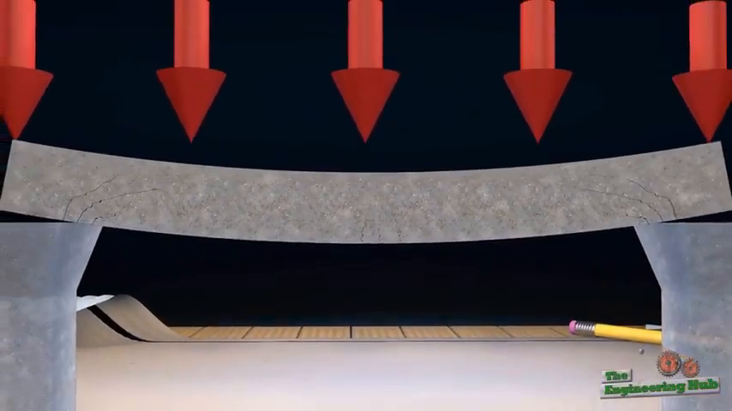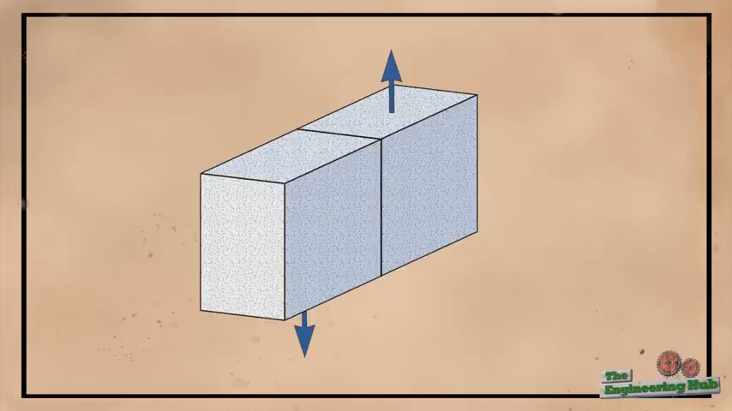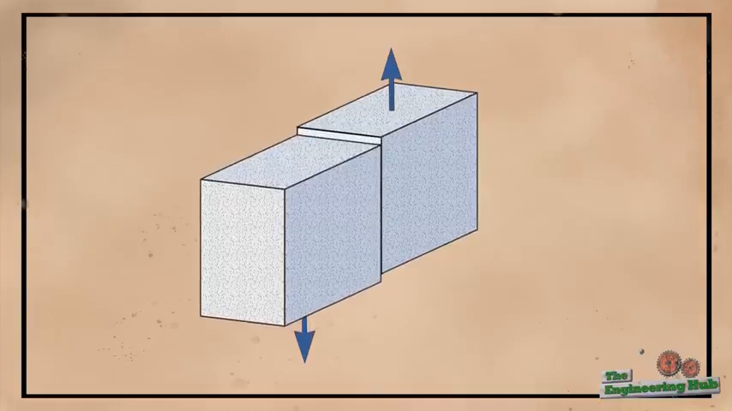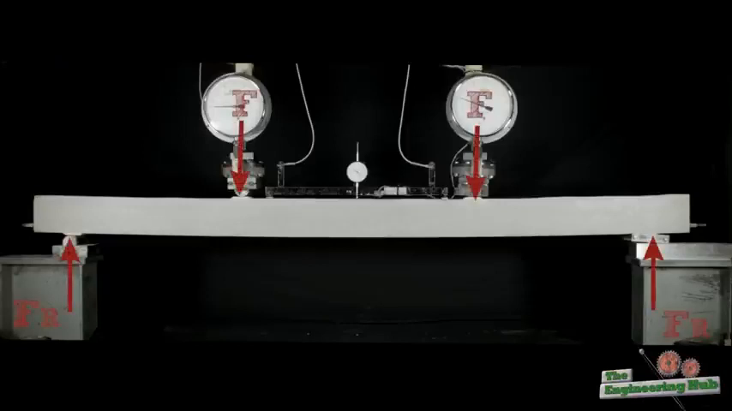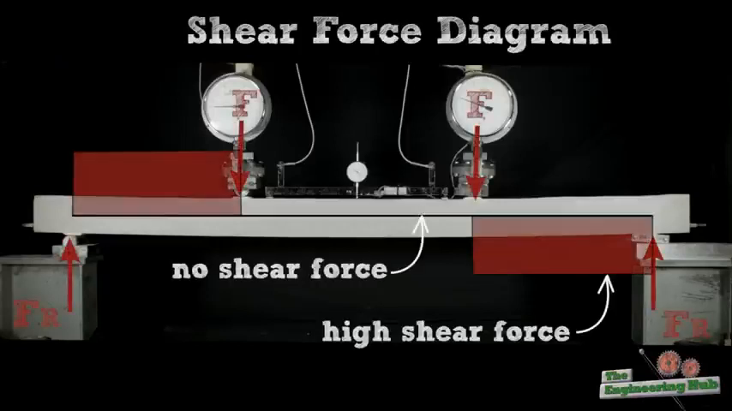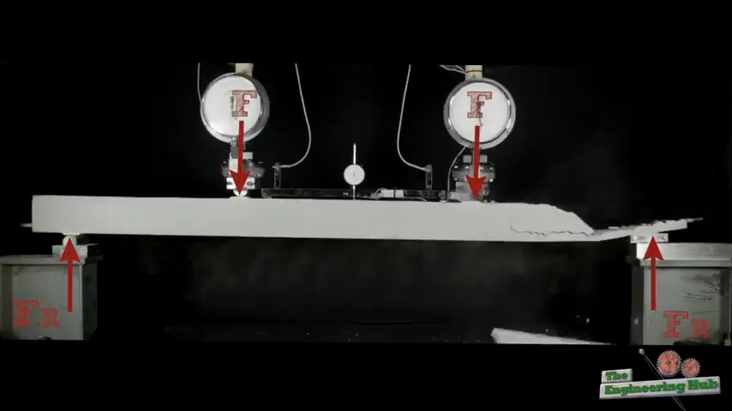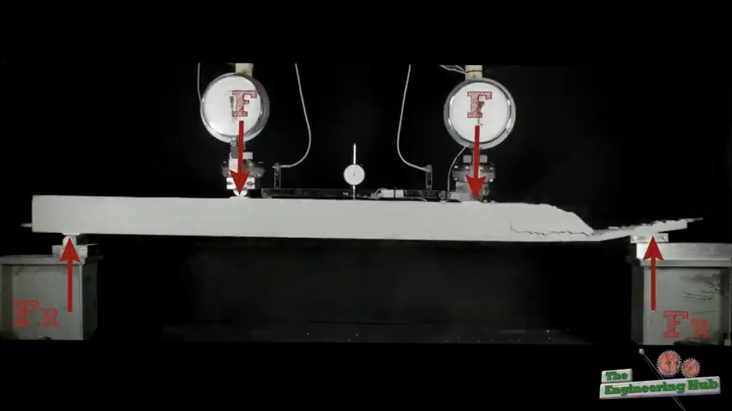Besides stretching and compressing, the material also feels shearing forces. These forces attempt to shear off the beam, as shown here. For simple beams, shearing forces are the highest near the supports due to the high forces exerted from the support, while zero at the midspan of the beam. These forces are very destructive and usually cause sudden and brittle failure of the beam.